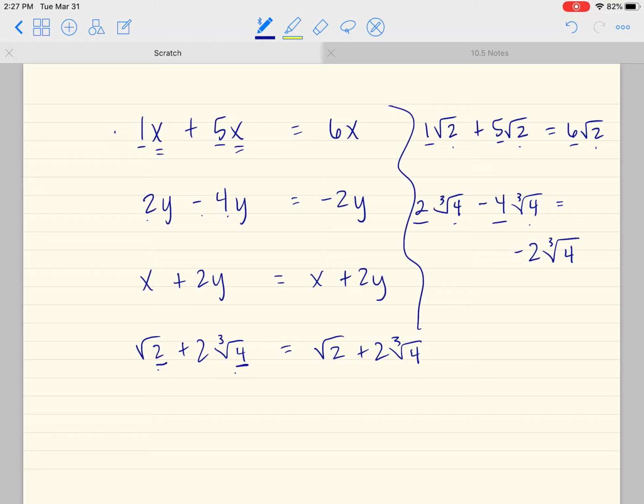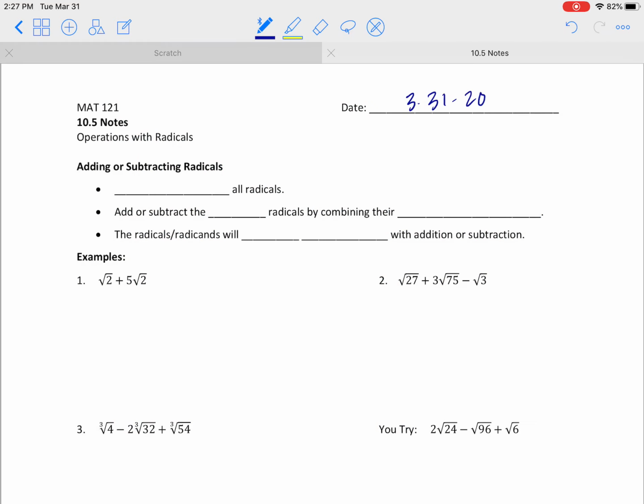So in order to add these, again, we're adding the coefficients, but we have to have like radicals, which means that the radicand has to match. If they don't, we can't add. And it also means that the index would have to match. And if they don't, we can't add. So I couldn't add a square root of 2 and a cube root of 2 because the indices wouldn't match, right? Or I couldn't add a square root of 2 with the square root of 3 because the radicands don't match. So I can only add matching radicals, radicands and indices, and when we add them or subtract them, we are just dealing with the coefficients and not the radicands or indices themselves.